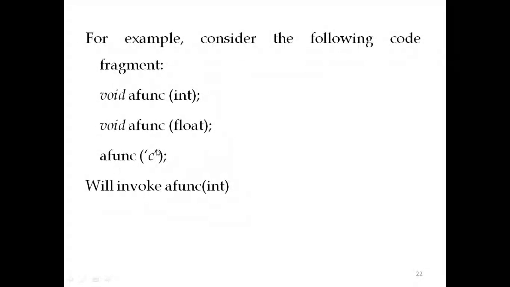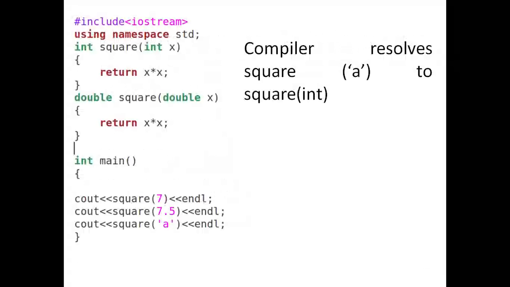C is a character, but there is no function with type character, isn't it? So it cannot make a direct call. So instead what it does is, it automatically promotes this character to integer and invokes this function, a function of int. That is what the system does. This is by promotion.